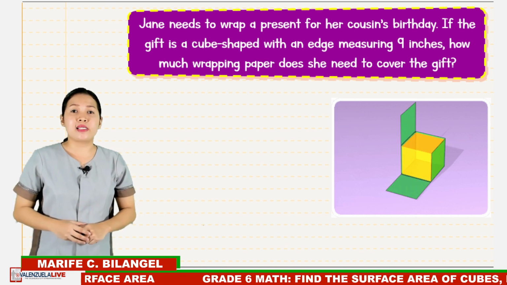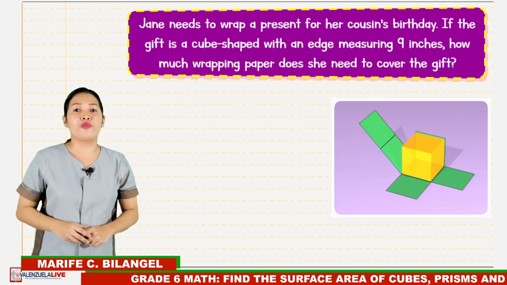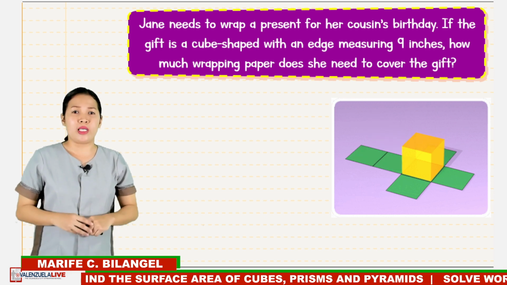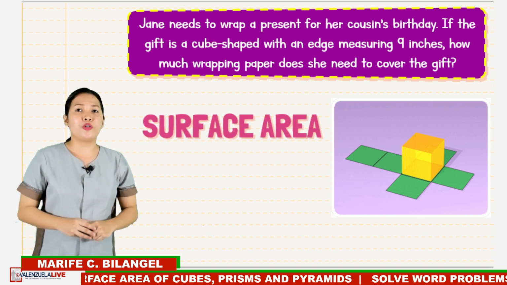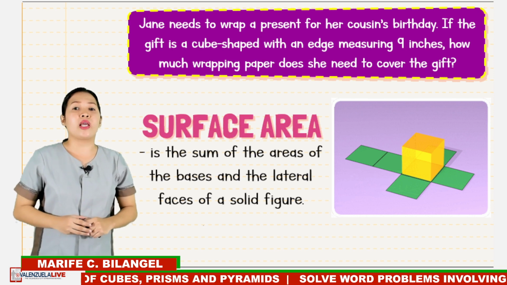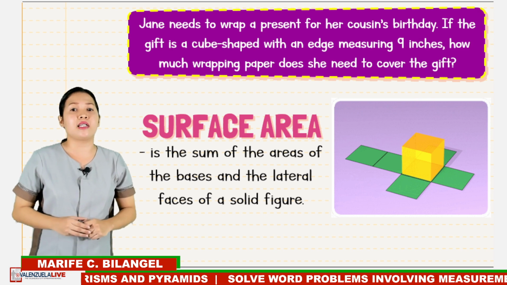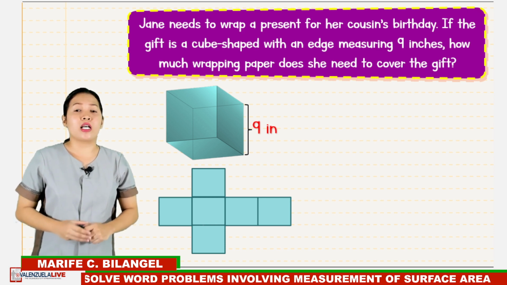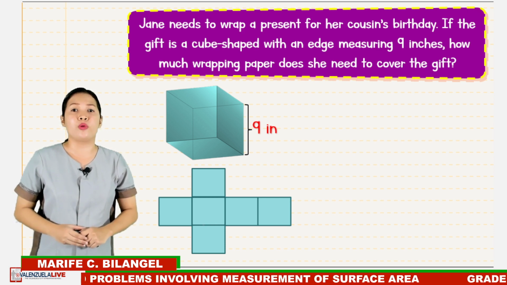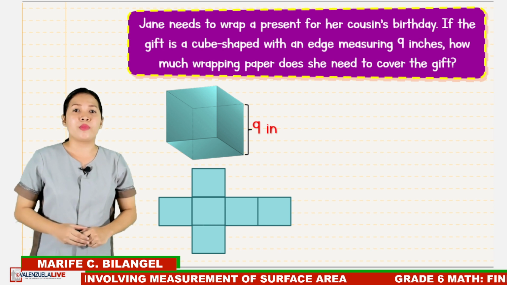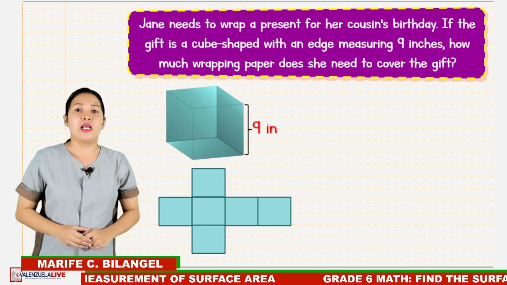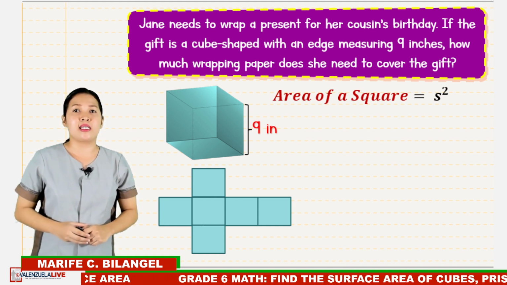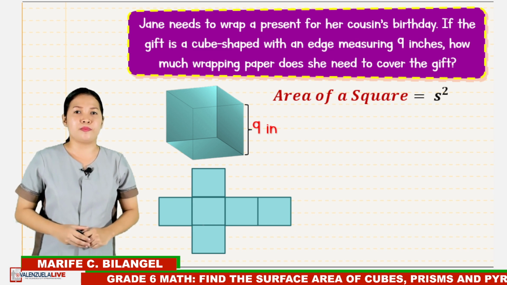This problem asks us to find the surface area of the cube-shaped gift with an edge measuring 9 inches. But what do we mean by surface area? When we say surface area, it is the sum of the areas of the bases and the lateral faces of a solid figure. We know that a cube is composed of 6 congruent faces. To solve this problem, let us first identify the formula for finding the area of a square, and the formula is s squared or s times s.